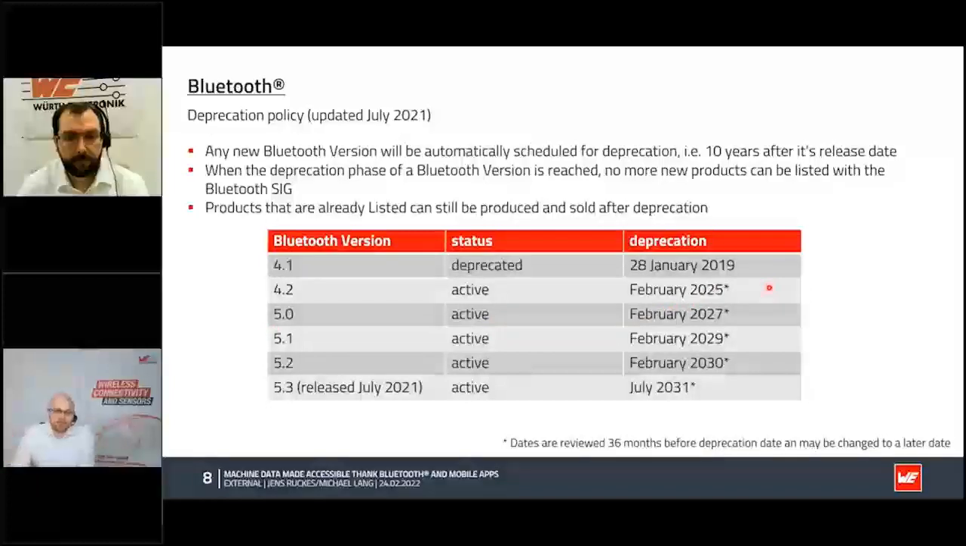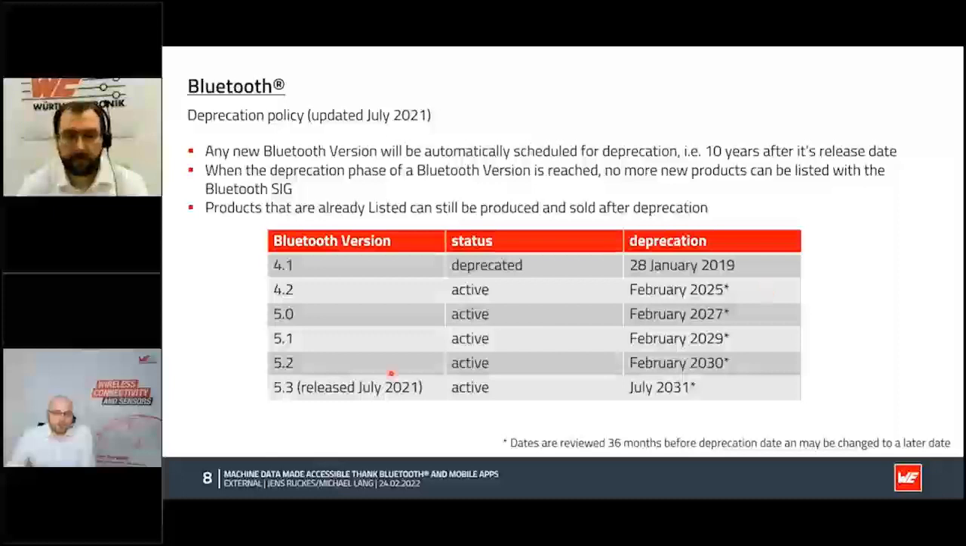It can be adjusted. The Bluetooth SIG, the special interest group, which is the owner of the licenses, keeps an eye on it, and sometimes they change the date and set it to a later one. But it's important to know that if you want to develop a Bluetooth application, you have to look at the version you want to use. Perhaps there is a very cheap module you find somewhere on the market, but it's an older version and you cannot list it anymore. So it's recommended from our side to use newer versions.